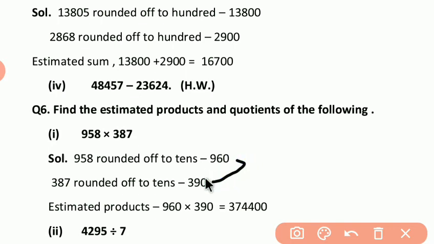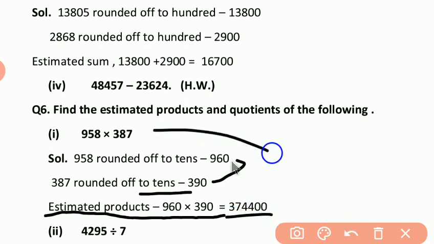Here you can see that we have rounded off to the nearest 10, so it contains only one zero. After rounding off, you have to find the estimated product. Product means multiplication. So 960 into 390, which is equal to 3,74,400. So this is the estimated product of the given question.